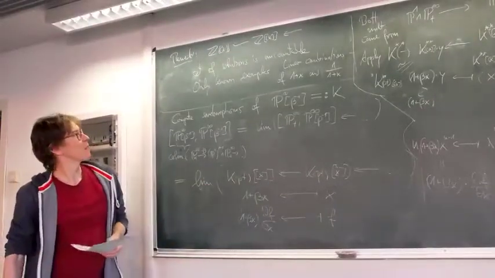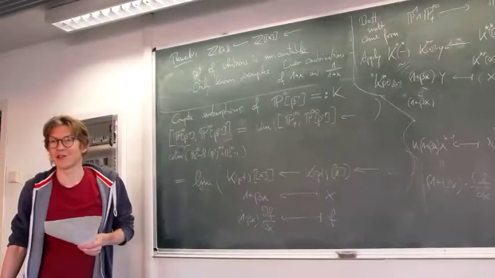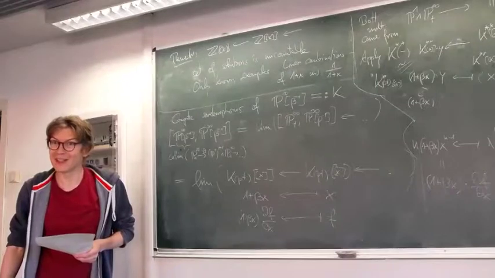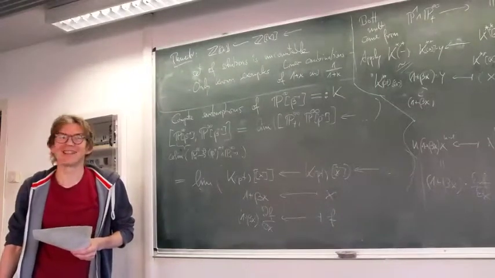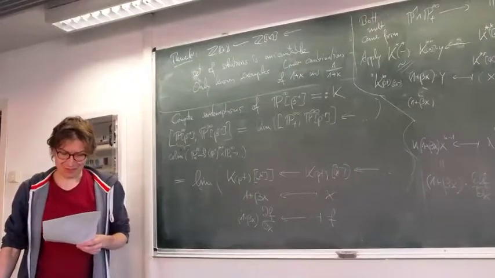Does the argument start with saying assume it's countable? Or assume what? Assume for the sake of contradiction that it's countable, or I don't know. Yeah, I don't remember. I did look up the article back then.